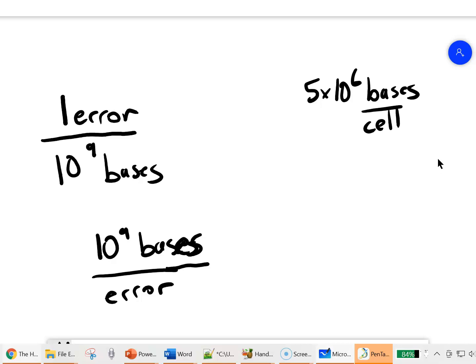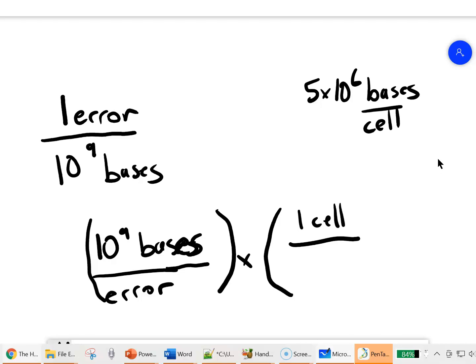I could say one cell. I could actually just multiply this times this, and I'd flip this over too. So on top I'd have one cell per 5 times 10 to the 6th bases. One cell has that many bases in its genome. And again, as long as the units follow the numbers, we're okay. We can put this on the bottom, just make sure the units flip also.